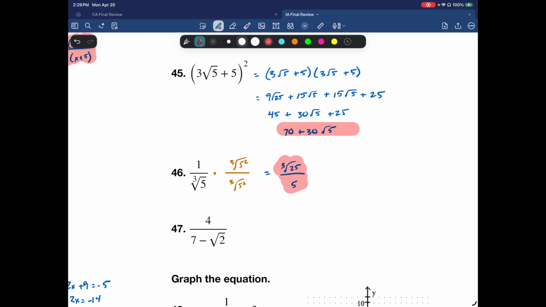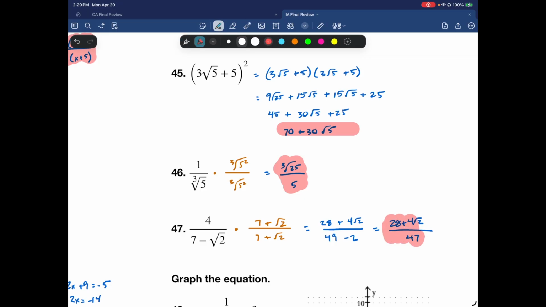Now on 47, you're going to multiply by the conjugate. So that's going to look like this: 7 plus radical 2, 7 plus radical 2. Now this allows all your radicals in the bottom to go away. On top, I'm just going to distribute. So 4 times 7 is 28 plus 4 radical 2. And then 7 times 7 is 49. Radical 2 times radical 2 is 2. So 49 minus 2. Then I clean up the bottom. So it's going to be 28 plus 4 square root of 2 on top, and then 47 on the bottom.